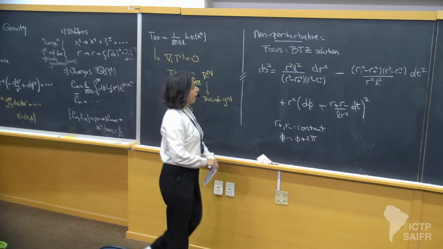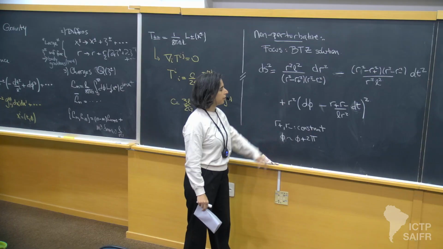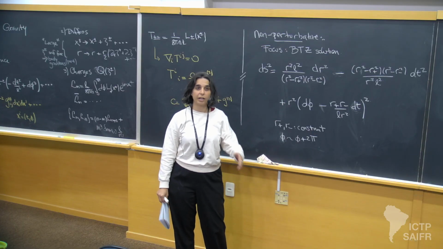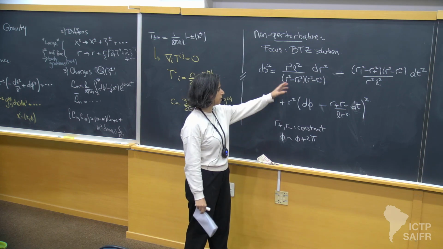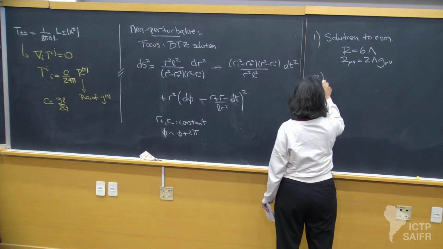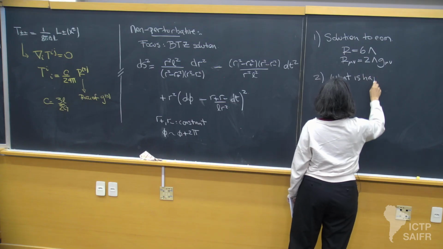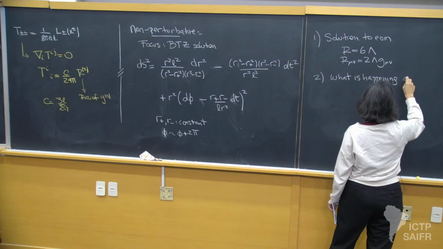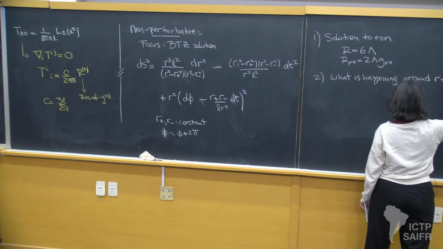Okay? But the way that I wrote this metric using this coordinate, something that might worry you is that it looks kind of funny, the same way that Chiara was pointing out in the black hole solutions that she was studying. It looks like there's something funny going on around R equal to R plus. So basically the question is what's happening around R equal to R plus.